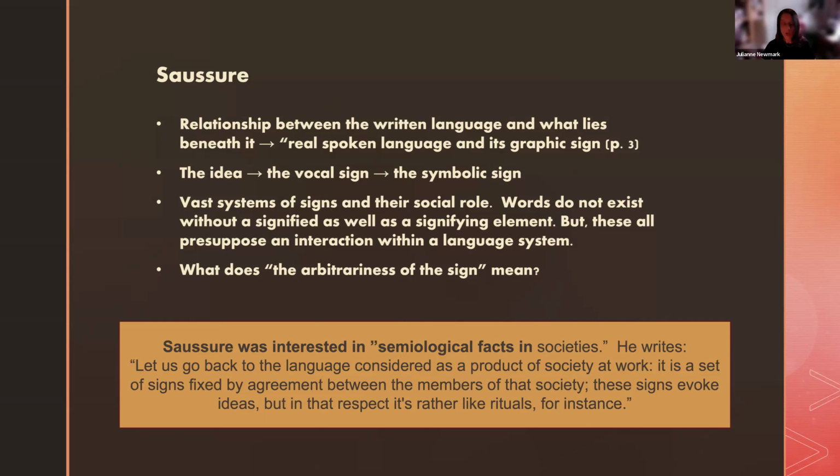When I write chair, or one of you in the class writes chair, something pops into our head and it's similar. We know that general phenomenon. So there are vast systems of signs and they all have a social role.